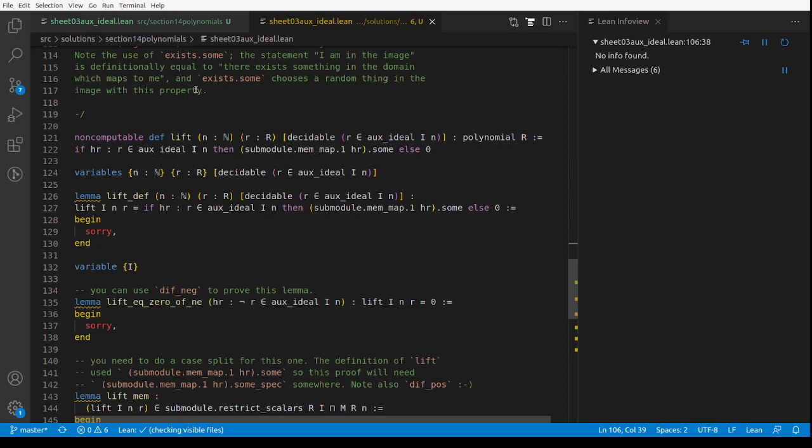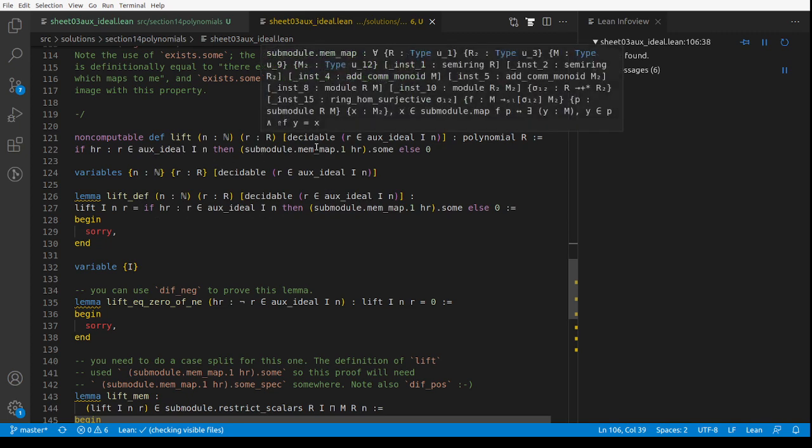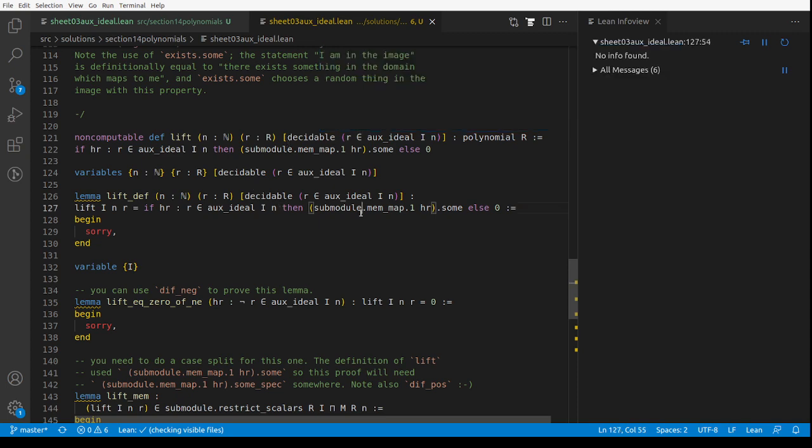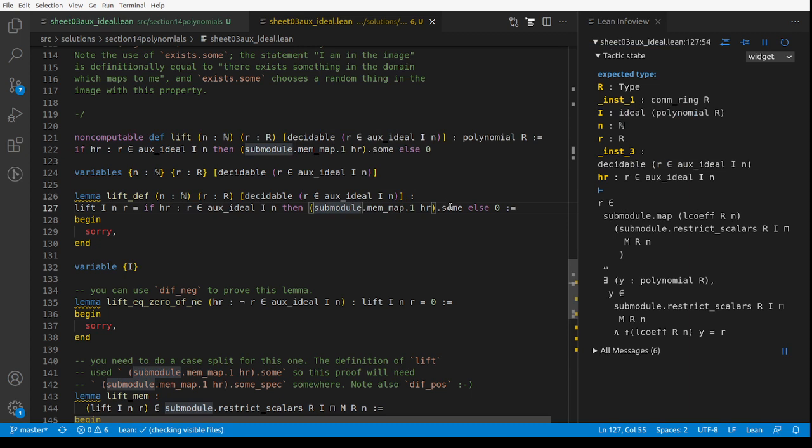We know it's come from something in the submodule, because this ideal was defined to be the image of some map, of some ring homomorphism. And so this is what we do here. We have this submodule mem map. This is the existence statement. There exists something upstairs such that its image is the thing downstairs. It's just an abstract existence statement, but we use classical dot some to pull out the actual polynomial.